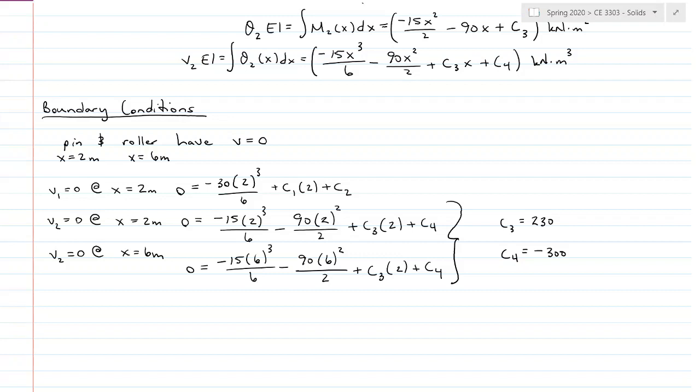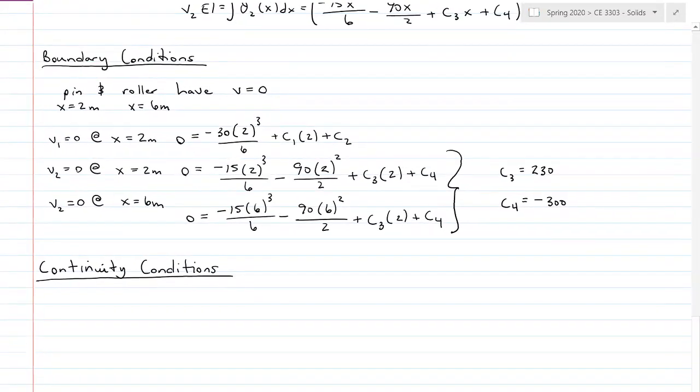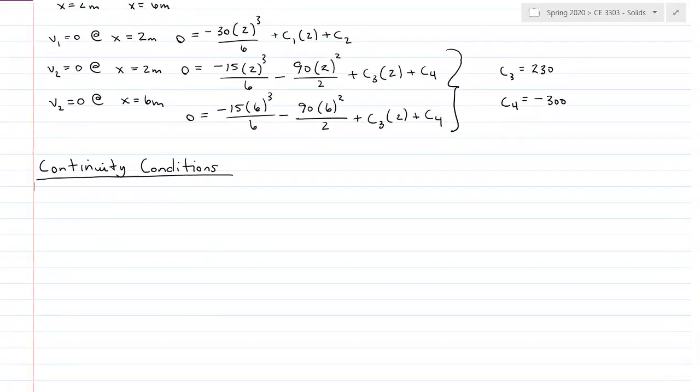All right, so here is where continuity conditions come in. Continuity conditions are where there's overlap. We already know that there's overlap at 2 meters because the pin's there and deflection is equal to 0. So if the overlap applies to deflection, guess what? It also applies to slope. So at x equals 2 meters, slope 1 is equal to slope 2.